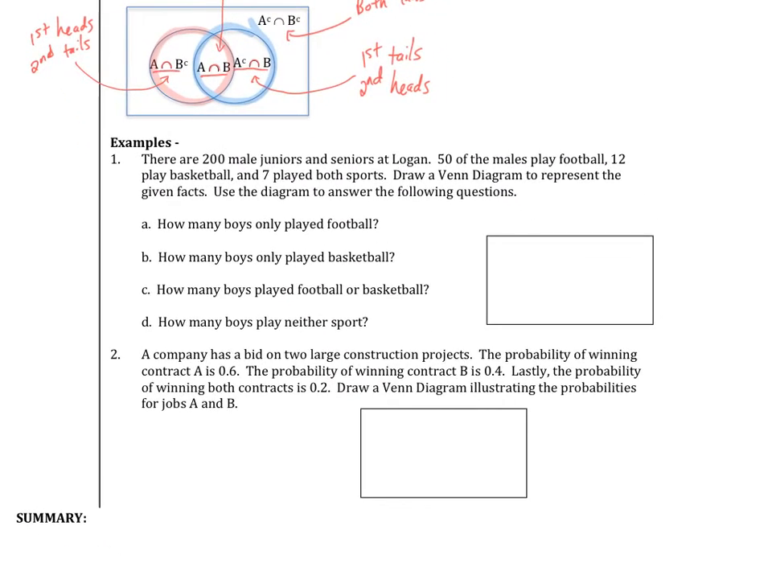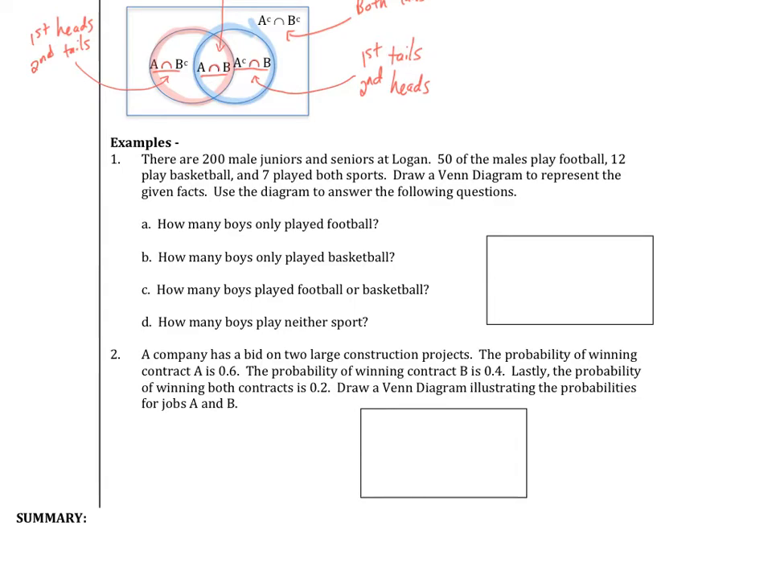So for example, there are 200 male juniors and seniors at Logan. Let's say there's 200 males that are juniors or seniors. 50 of the males play football, 12 of them play basketball, and 7 of them play both. Draw a Venn diagram to represent the given facts. Use the diagram to answer the following questions.